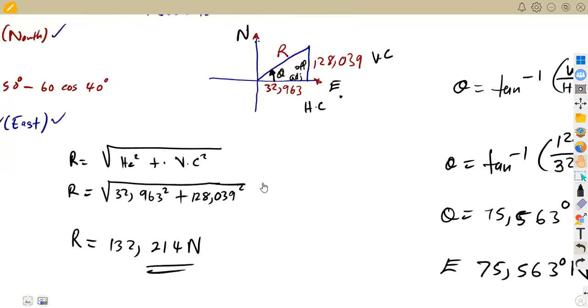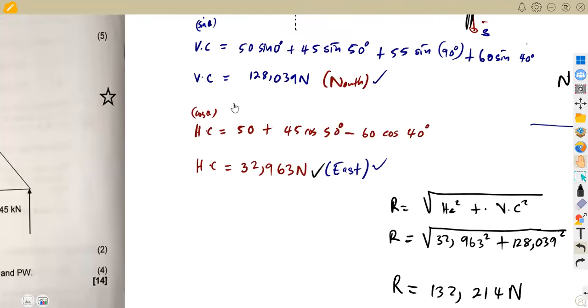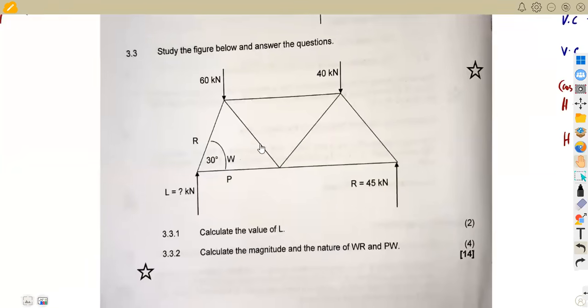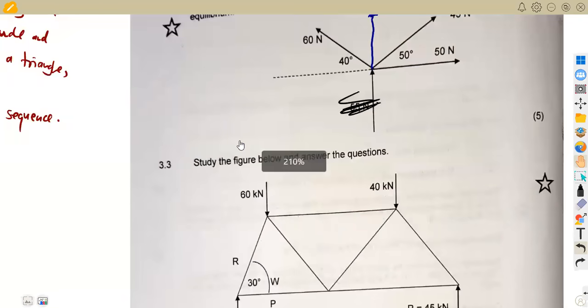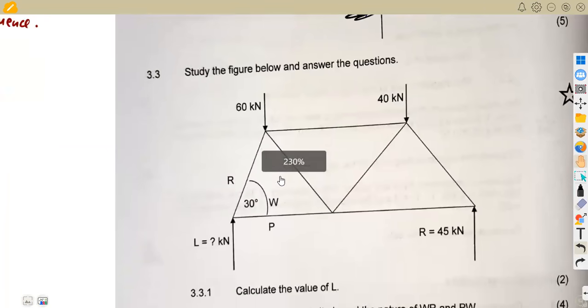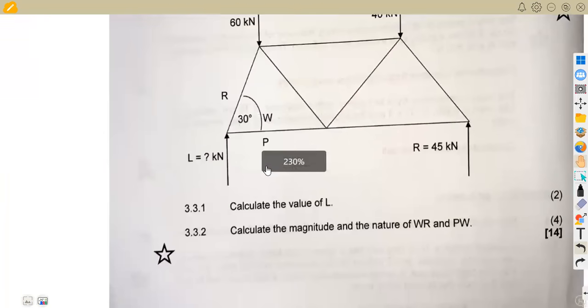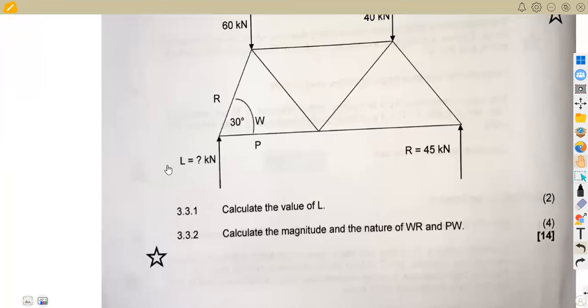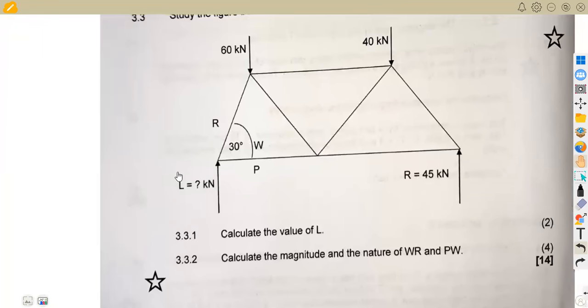So let's see the other part. Then on the other part, we are given now study the fig below and answer the questions. All right, so this is the diagram that we are given. All right, so let us see on the forces that we're given.